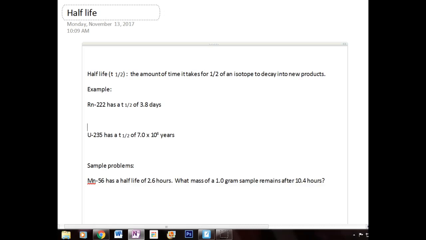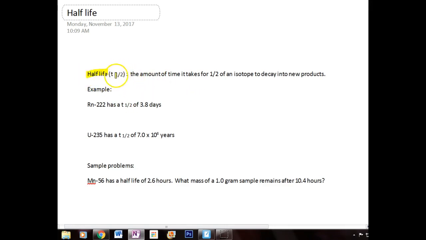Hey, today we're going to talk about half-lives. And half-lives are incredibly important in the world of nuclear chemistry, and we are doing a project right now in nuclear chemistry, because they let us know how much of an isotope remains after a certain period of time. So let's first off start by defining half-life.